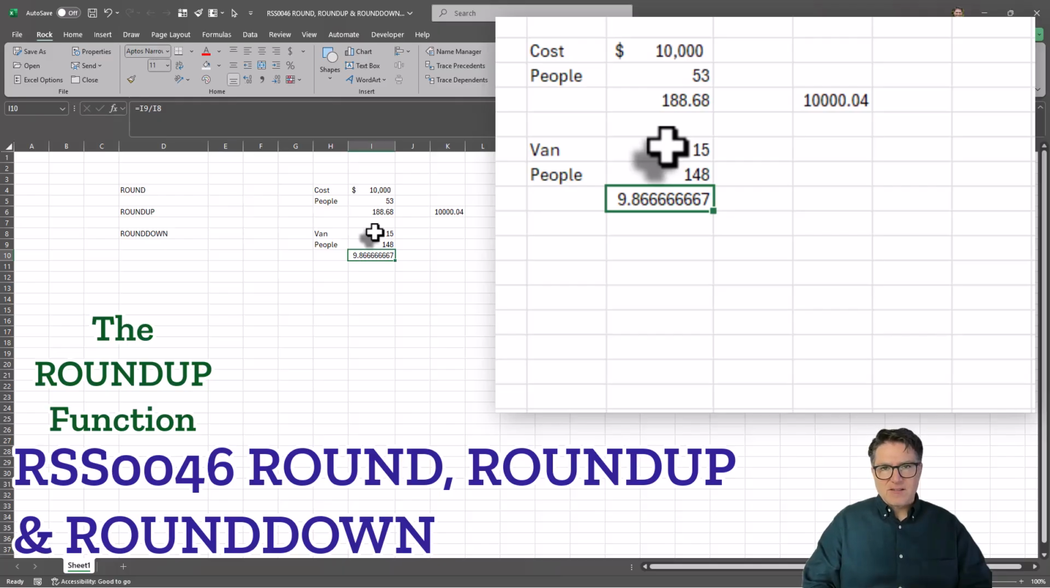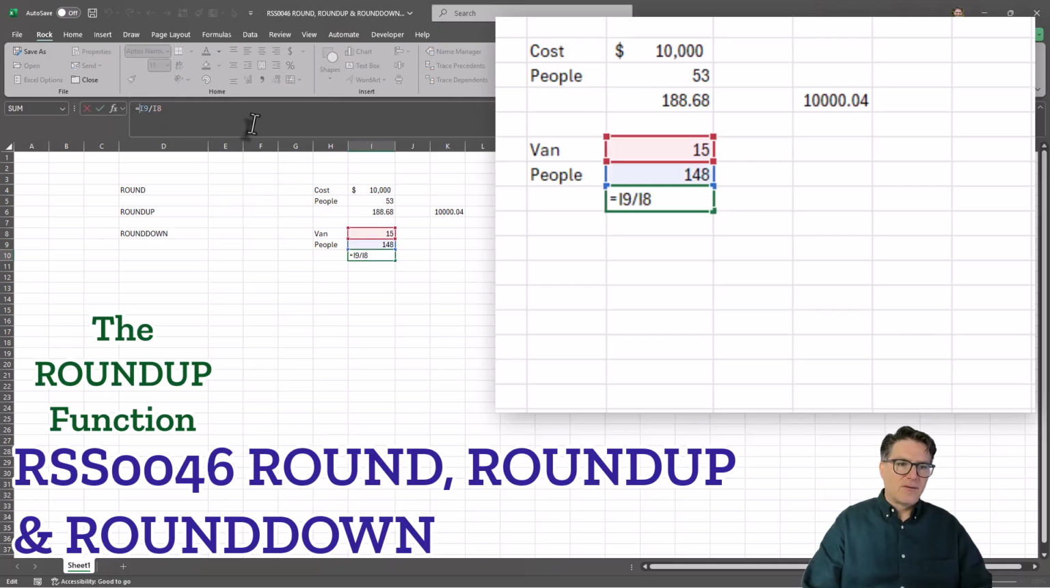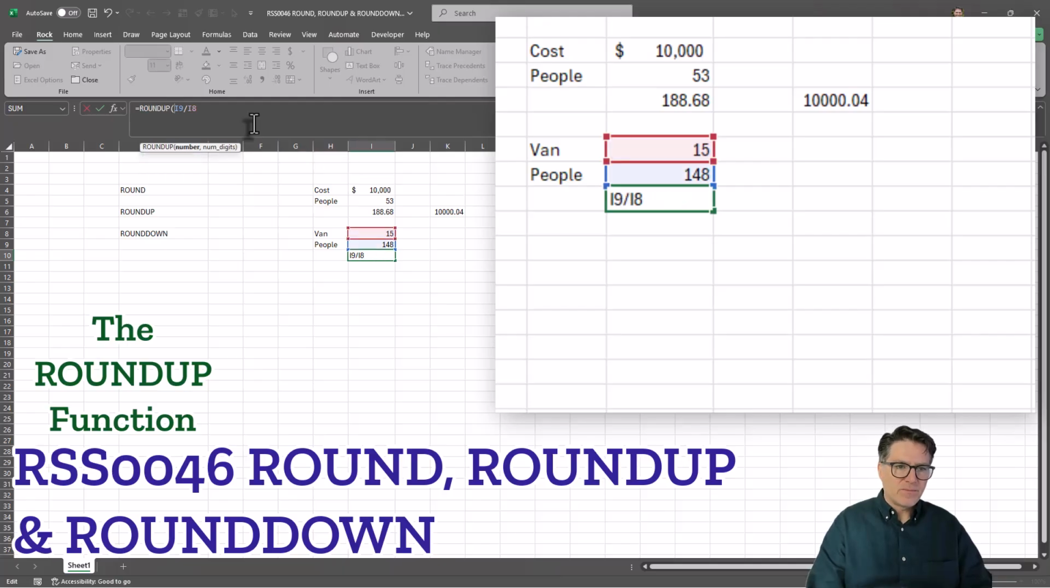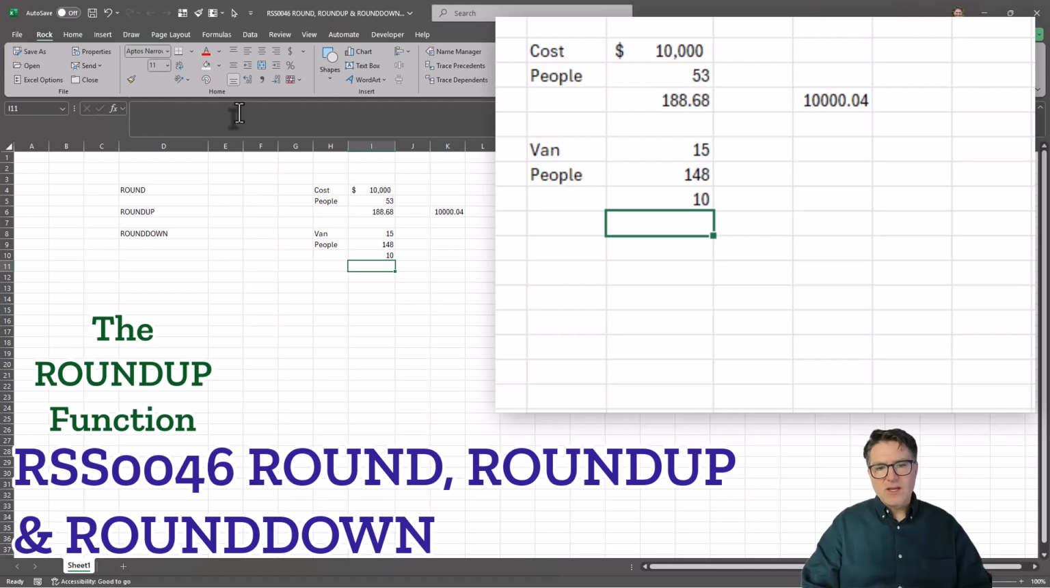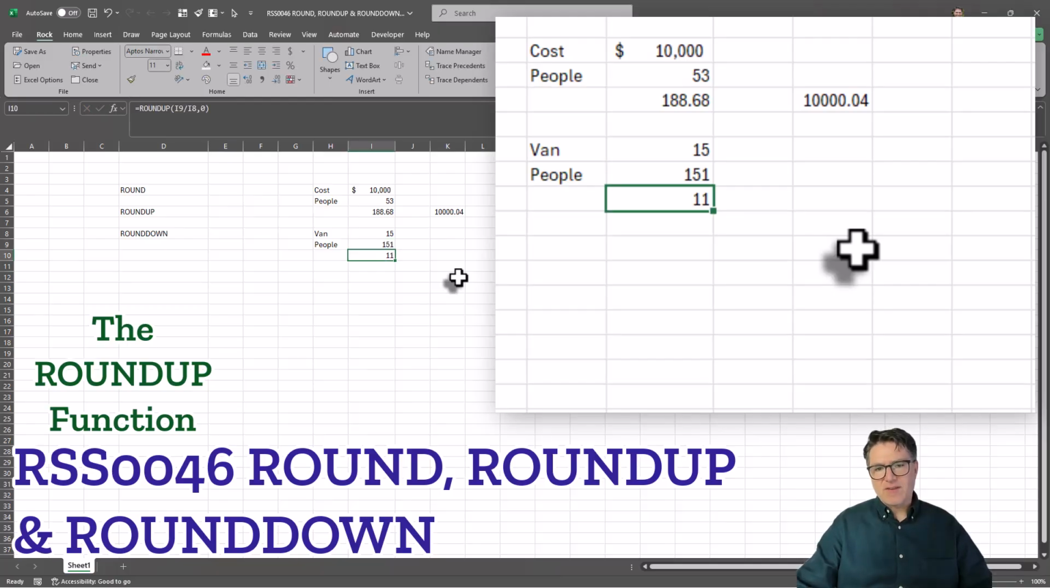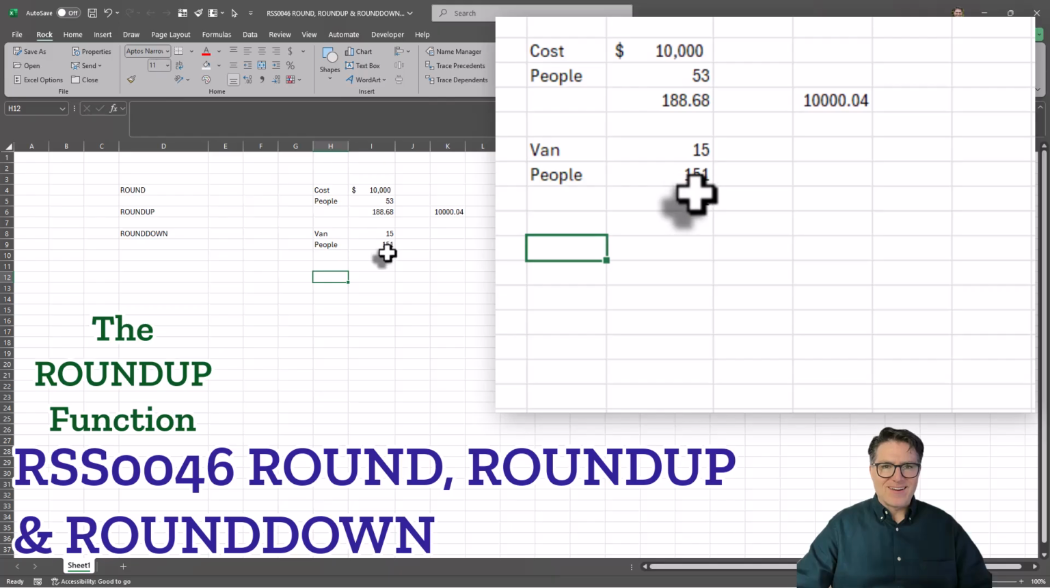9.866 vans, but you can't get a 0.866 van, right? So you need to round up, because anytime you have more than a multiple of 15, you're going to need an extra van. So we're going to say round up, and the number of digits is going to be 0. So you need 10 vans for that. If you got just 3 more people, which would be 151, you need 11 vans. That is what round up does.